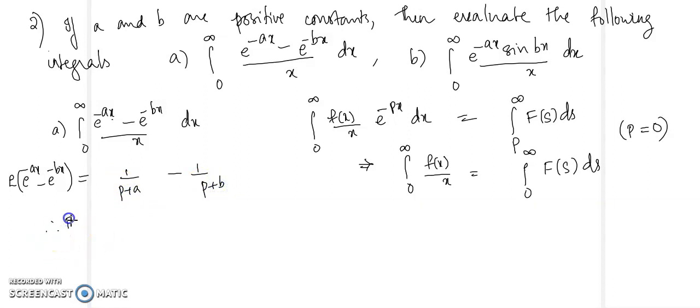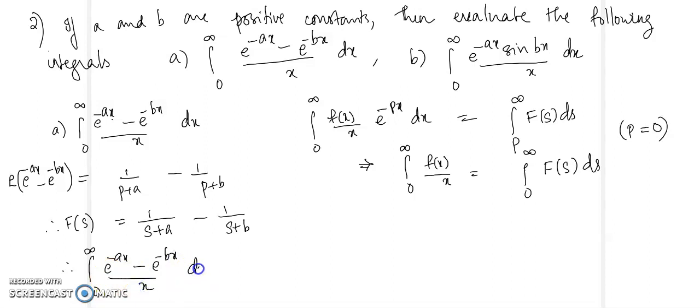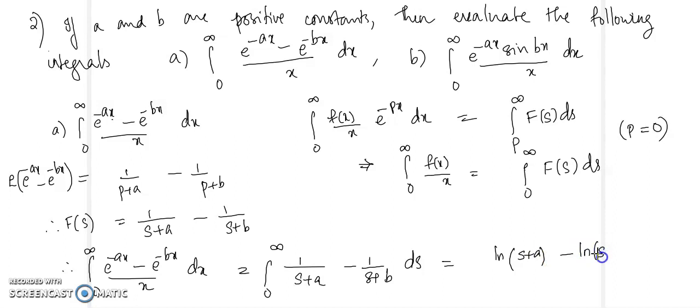So therefore f of s will be equal to 1 by s plus a minus 1 by s plus b. So therefore the integral 0 to infinity of (e raised to minus ax minus e raised to minus bx) by x dx will be the integral 0 to infinity of 1 by s plus a minus 1 by s plus b ds. So that will be ln of s plus a minus ln of s plus b from 0 to infinity. So that will be equal to ln of (s plus a) by (s plus b) from 0 to infinity.